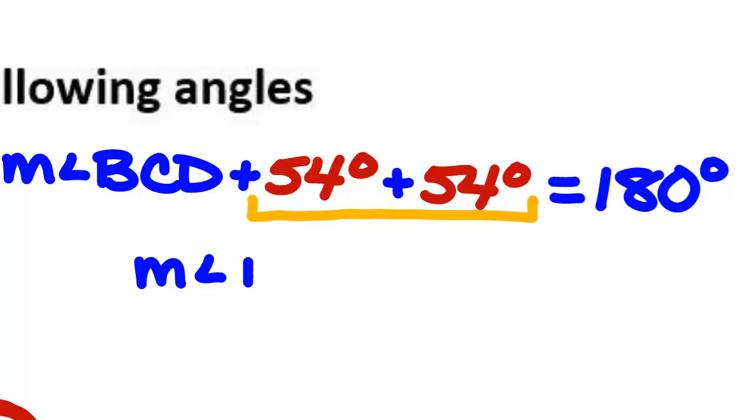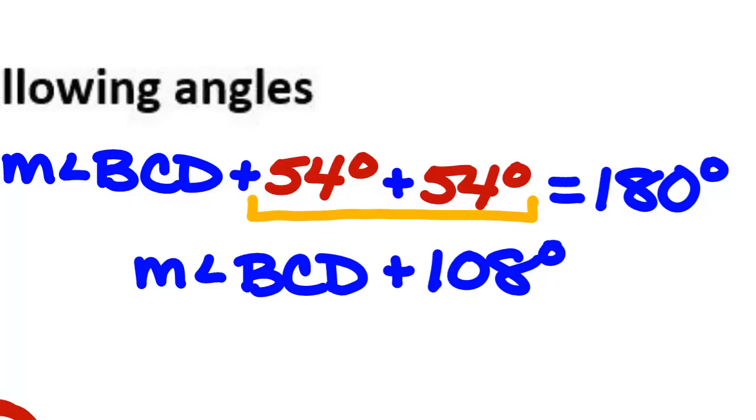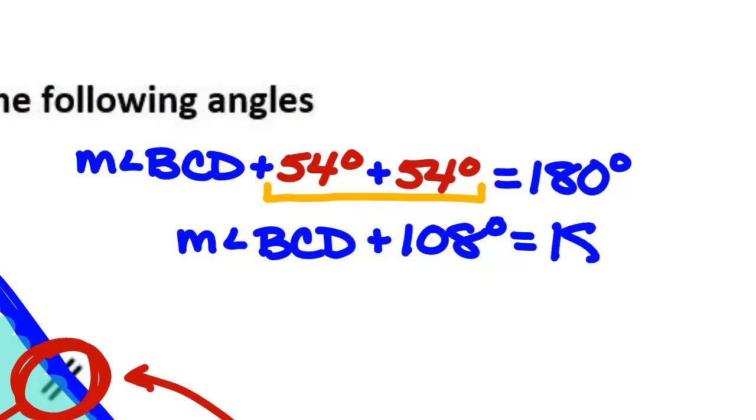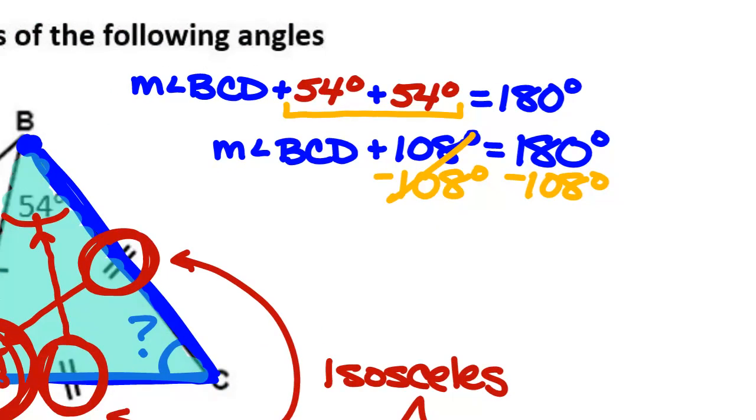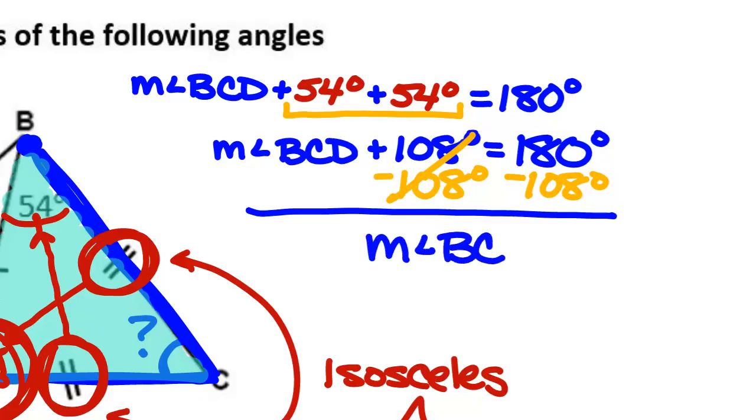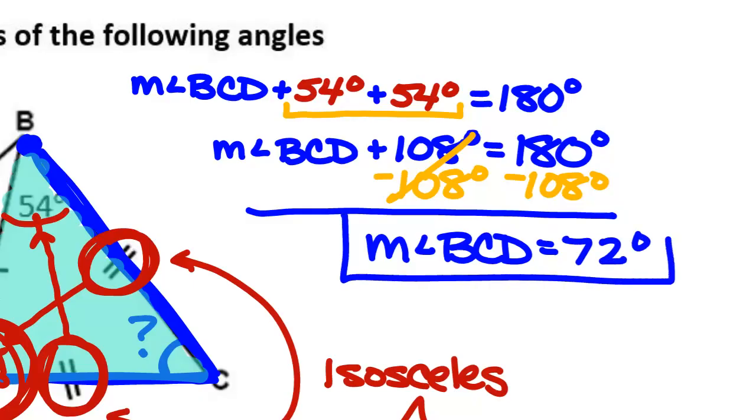108. So the measurement of angle BCD plus 108 degrees equals 180 degrees. And then I'm going to subtract 108 degrees from both sides. What is 180 minus 108? 72. So the measurement of angle BCD is 72 degrees.